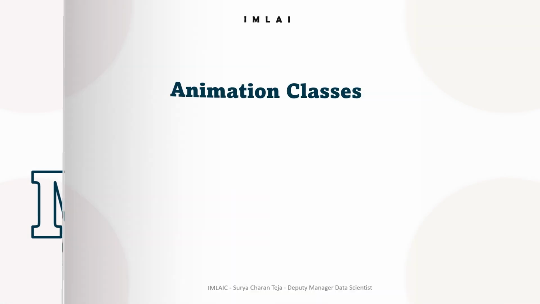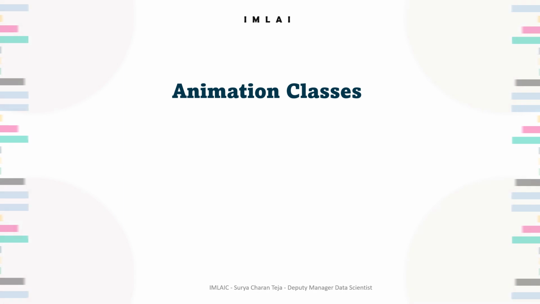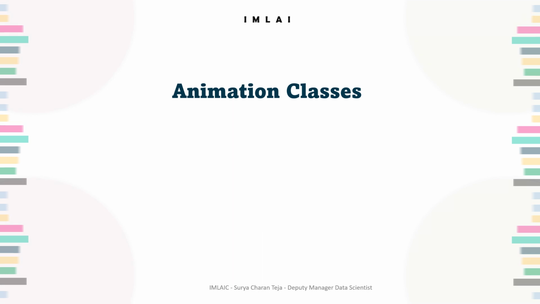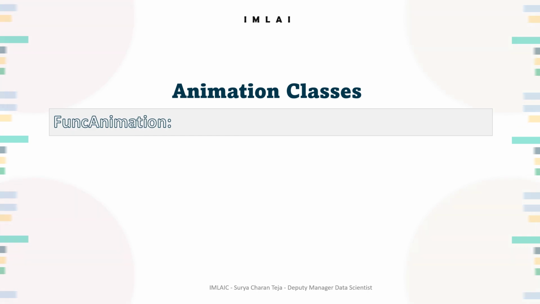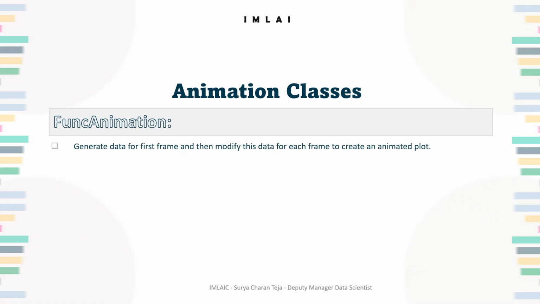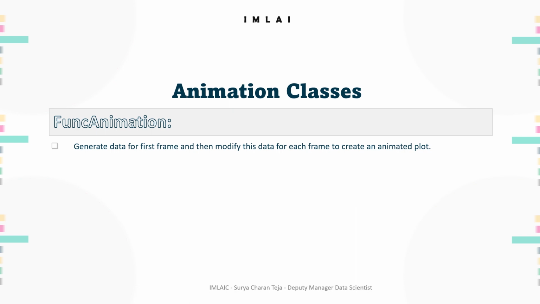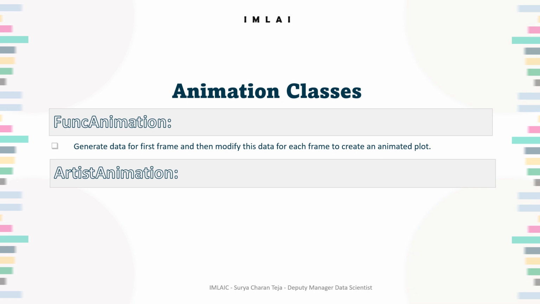Okay, now let's look into the various animation classes. The animation process in Matplotlib can be thought of in two different ways. Out of which the first one is FuncAnimation. This generates data for the first frame and then modifies this data for each frame to create an animated plot. This is called FuncAnimation. And the second one we have is ArtistAnimation.